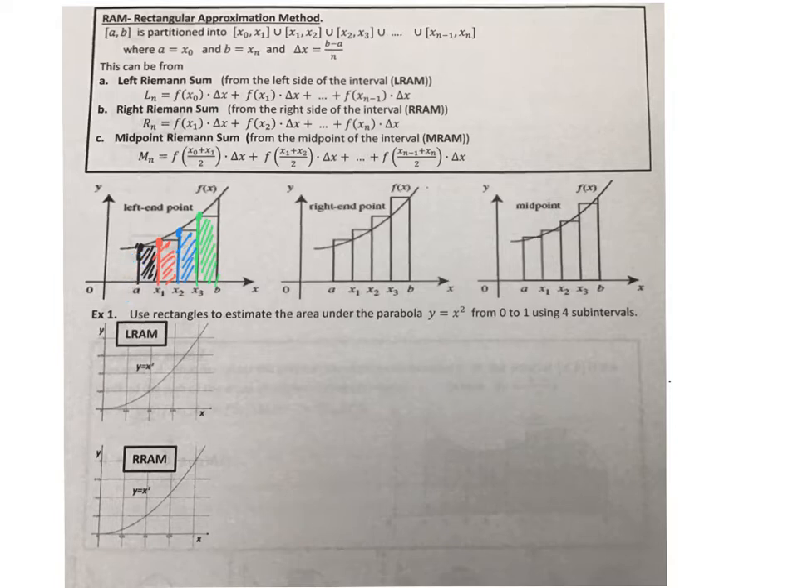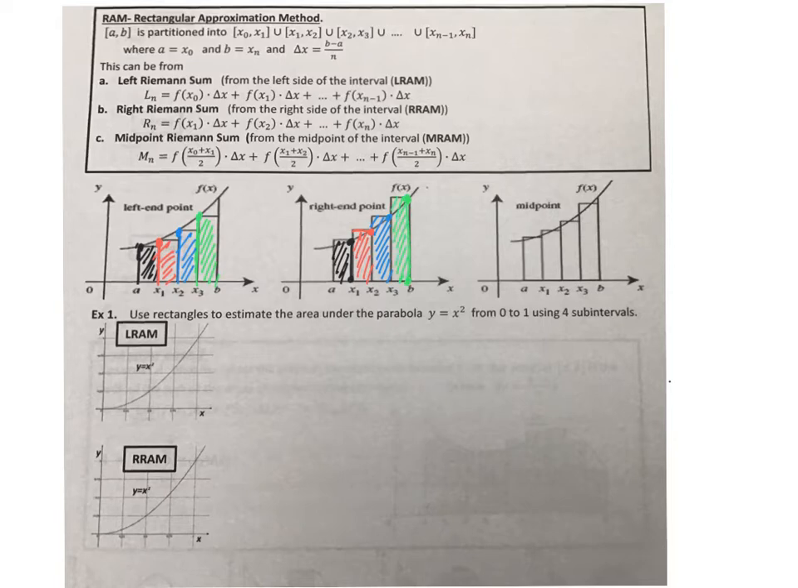To use the right endpoint, we are going to use x1 as our first point. This is the right endpoint, right next to A. The right of A is x1. And for the second rectangle, we're going to use x2 instead of x1 because x2 is the right of x1. And similarly, we can use x3 as the height for the third rectangle. And for the last rectangle, we're using B because B is to the right of the rectangle.